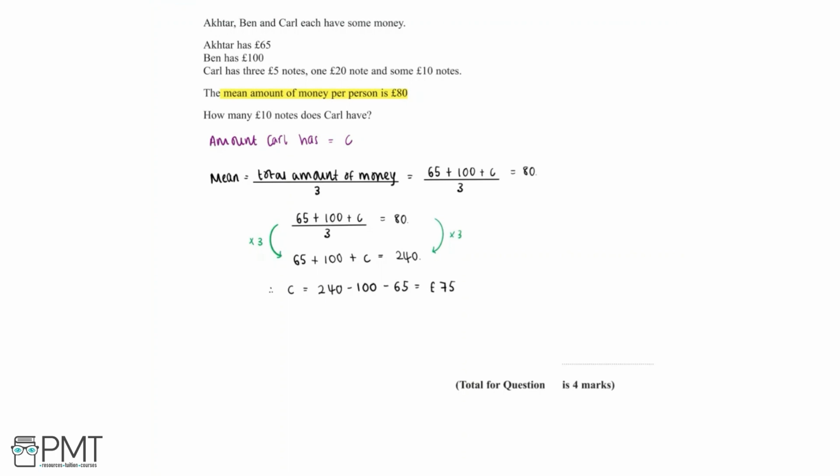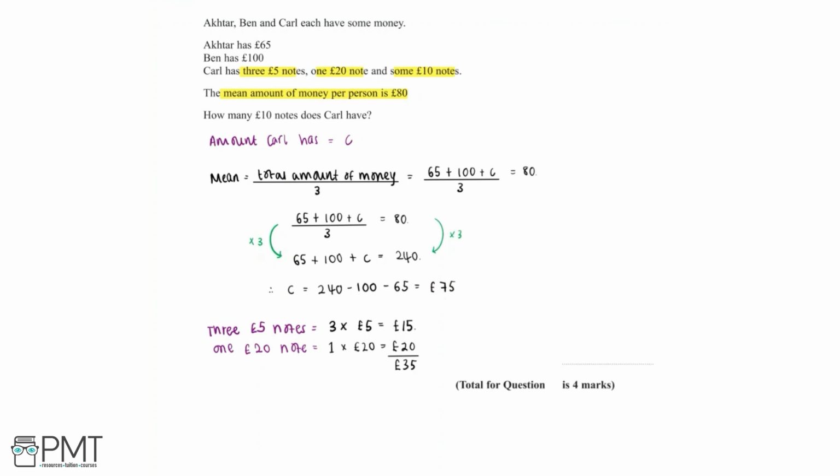And so the amount of money that Carl has is equal to £75. We're told that Carl has 3 £5 notes, 1 £20 note, and some £10 notes. We now know that he has a total of £75, and we need to use this in order to find out how many £10 notes Carl has. But now let's take a look at the money we already know he has. 3 £5 notes would be equal to 3 multiplied by £5, which is £15 in total. And 1 £20 note would be equal to 1 multiplied by £20, which is £20 in total. Now £15 plus £20 is equal to £35. And so with the 3 £5 notes and 1 £20 note, Carl has £35.